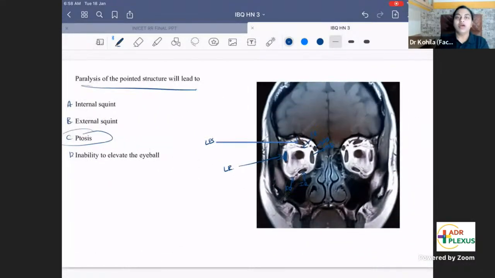So the one pointed out in this picture is levator palpebrae superioris, supplied by oculomotor nerve, injury to which causes ptosis, because that's the only elevator of the upper eyelid. Is that clear?